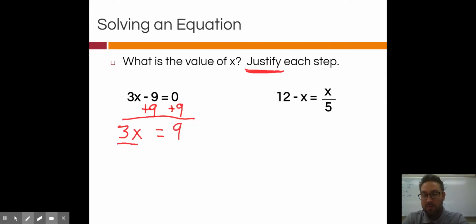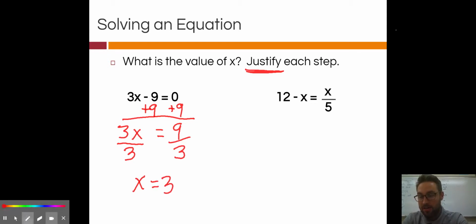Then we would divide to try to get x by itself. So we divide both sides by 3. So x is 3. The thing we did on this step, let me change my color. Here, we added. And then here, we divided.